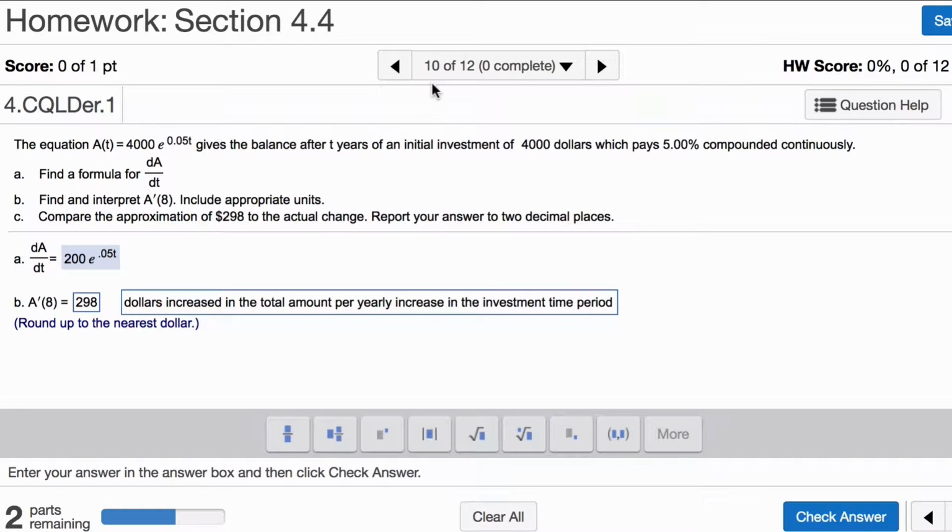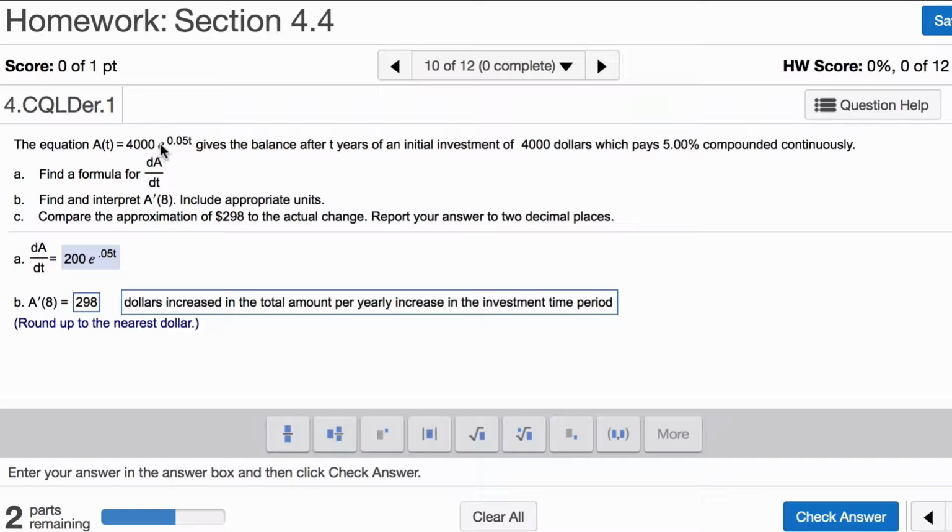Hi, in this video I wanted to talk about number 10 on section 4.4 homework. This one has some questions, and just in general, let's talk about derivatives of exponential functions and their applications. So here we have a compound interest equation. If you remember from college algebra how we get that, 4,000 is the initial amount.